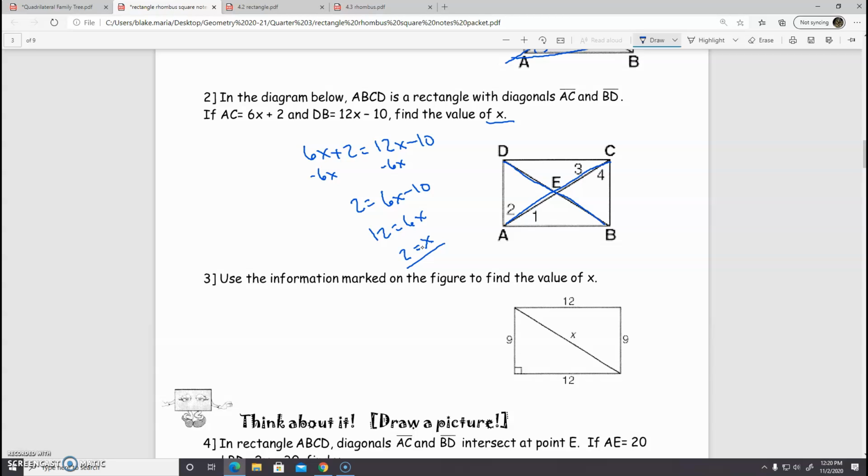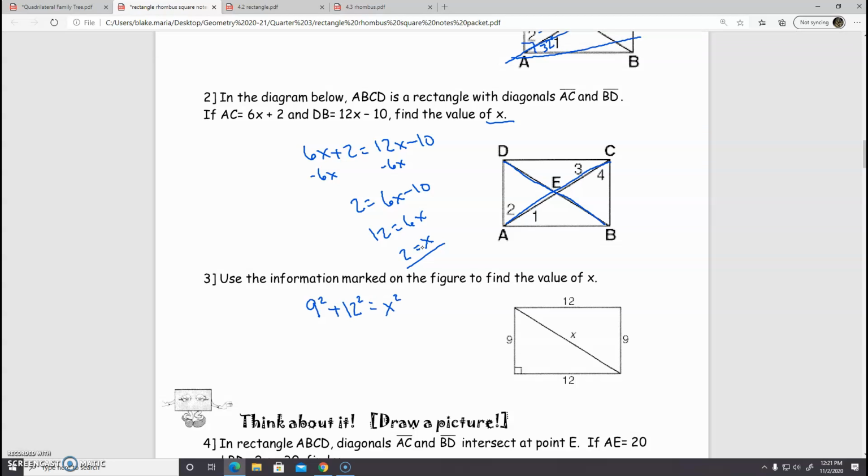Next one says use the information to find the value of x. So here you have a right triangle, so we're going to set up a squared plus b squared equals c squared. Right? Your c is always your hypotenuse. So we got 9 times 9, we got 12 times 12. We're going to add those up and get 225. And again, with the Pythagorean theorem, your last step is always take the square root. So there's my hypotenuse.